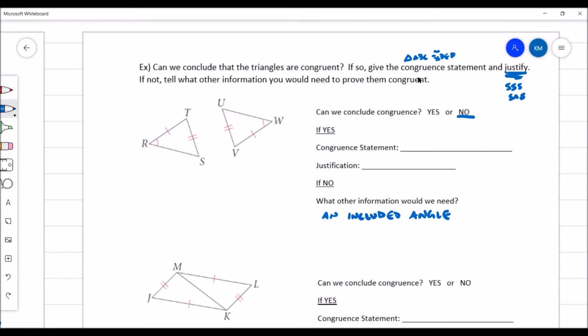More specifically, we need angle T to be congruent to angle V. This is the other information. This is the best answer. If you saw something like this on a quiz that asked what other information will we need, I'd rather you say, I need this, than saying an included angle and being general. Being specific and saying angle T being congruent to angle V is the other information we need.